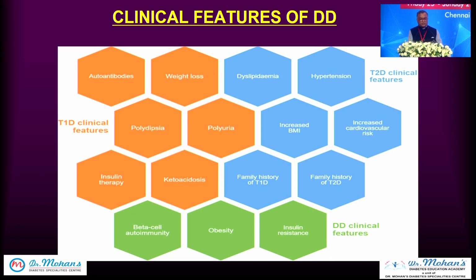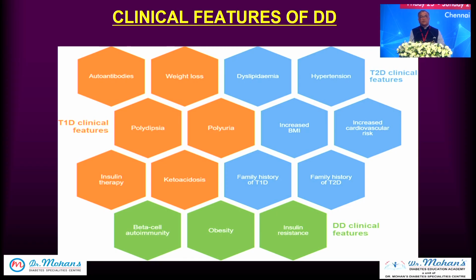This image shows the clinical features of type 1 diabetes demonstrated by the orange hexagons, and type 2 diabetes by the blue hexagons, and we have the double diabetic clinical features on the bottom hexagons. We all know that clinical features of type 1 diabetes are osmotic changes like polyuria, polydipsia, weight loss, and mainly autoantibodies. Whereas type 2 diabetic clinical features are mainly increased BMI, dyslipidemia, hypertension, and increased cardiovascular risk, probably most of metabolic syndrome.